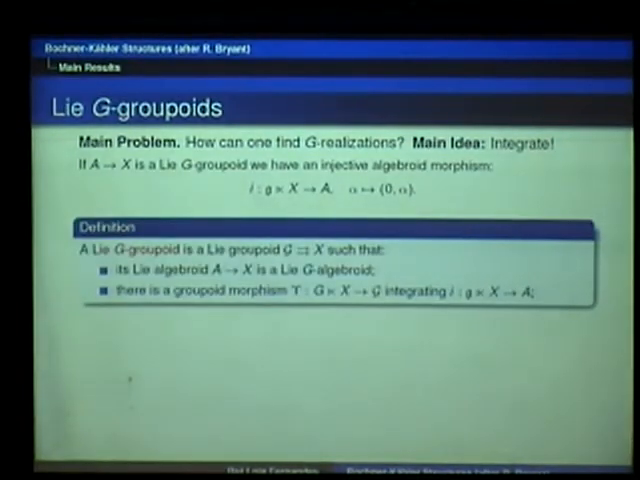And so what we really need is what we call a Lie G groupoid, which is just a groupoid whose algebroid is a Lie G algebroid, and for which we have a groupoid morphism from the action groupoid of G on X into my groupoid, which integrates this map. Okay? So again, this is because I want to get the solutions manifolds with actions of G.